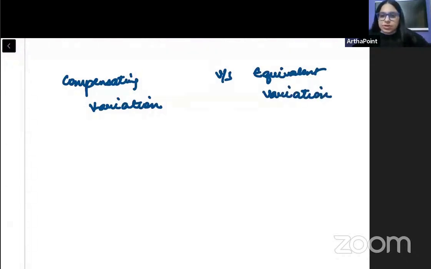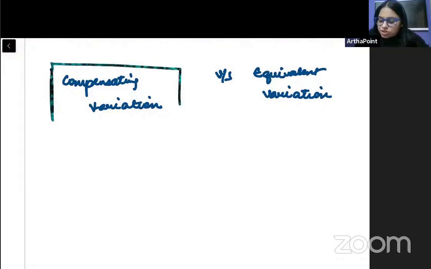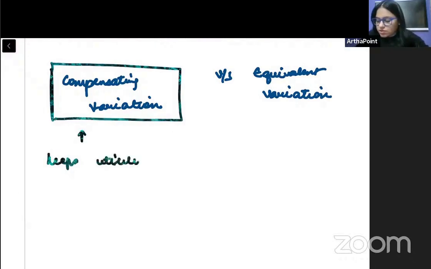In very, very simple terms, ध्यान से समझ लेते हैं एक बारी बेटा. Compensating variation keeps utility at original level.